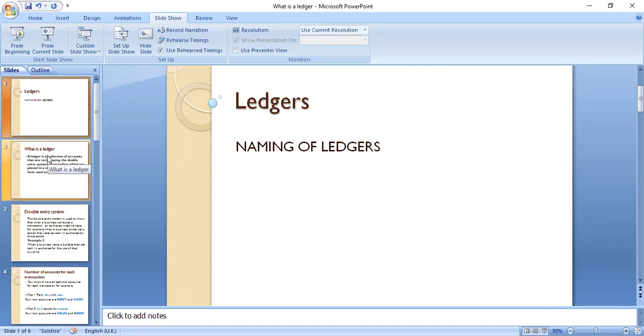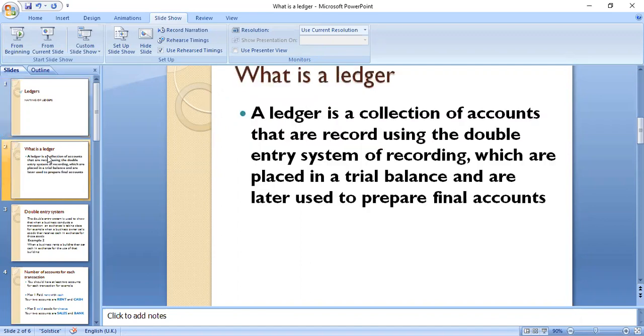All right. So the first thing that we want to remember is, what is a ledger? It says here that a ledger is a collection of accounts that are recorded using the double entry system of recording, which are placed in a trial balance and are later used to prepare final accounts. So our focus today is on naming our accounts because we are going to be using this step when we are utilizing the double entry system of accounting to prepare our ledger.